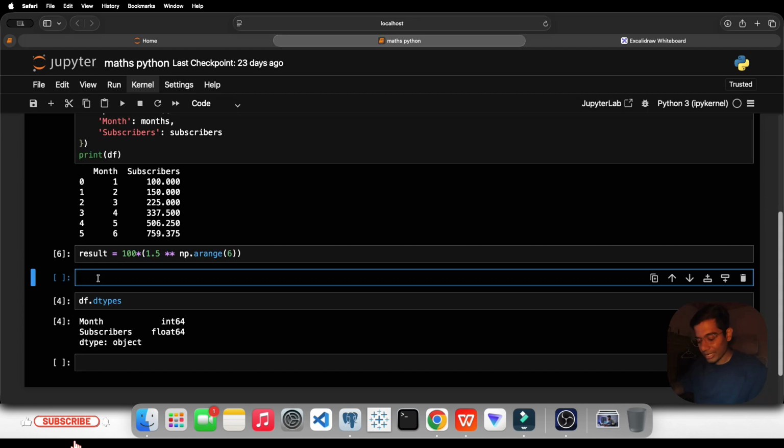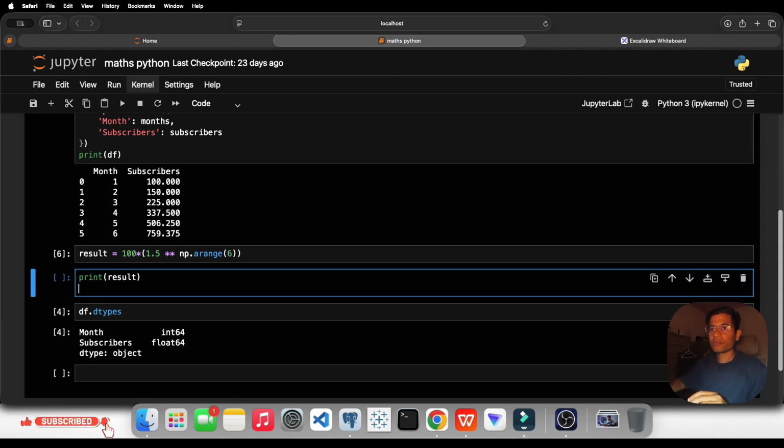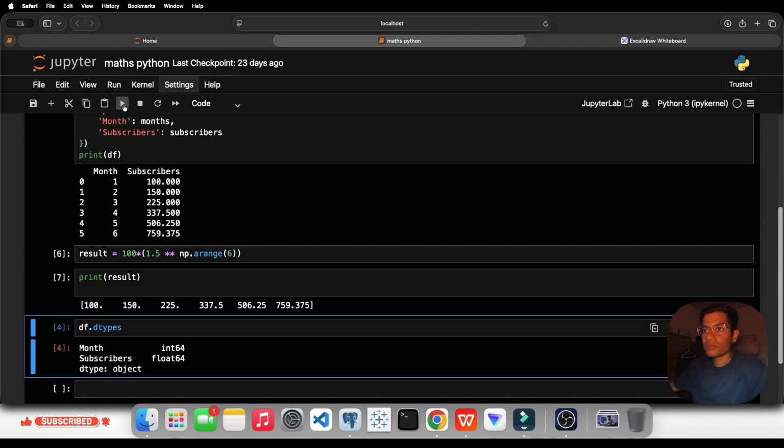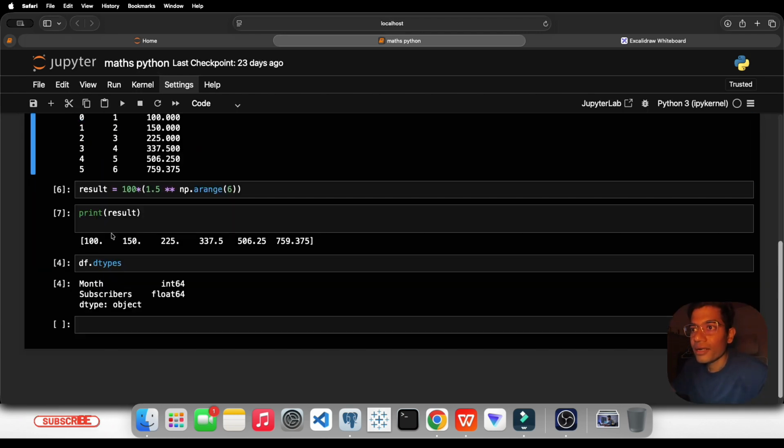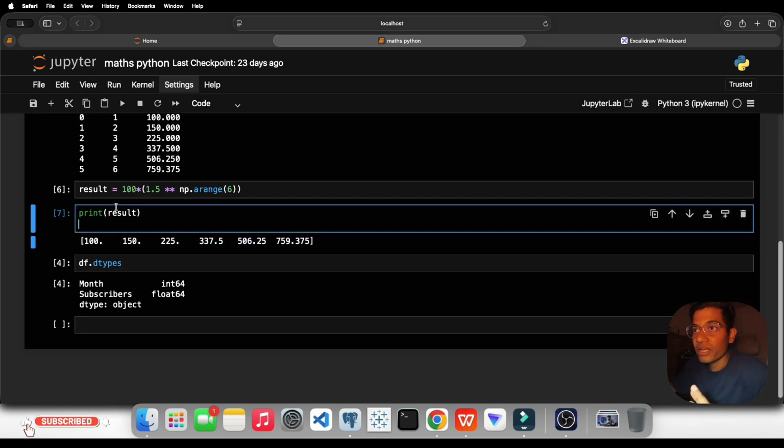Right now you see, when we use the star mark, we get the output. Let's find the result. Let's see what we have. Print result. Oops, sorry. This is the output: 100, 150, like this. Same output we have received. This is how we have done it manually.